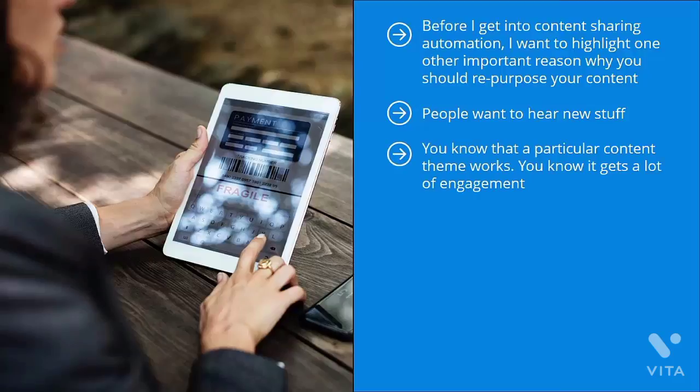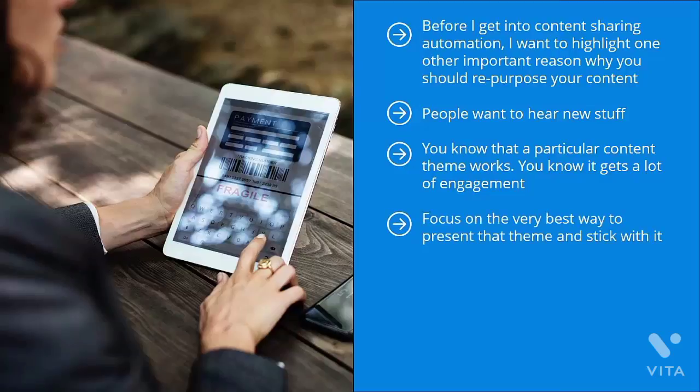You know that a particular content theme works. You know it gets a lot of engagement. You know that it draws a lot of clicks. It's perfectly natural for you to want to keep recycling that same theme. Don't do it. Focus on the very best way to present that theme and stick with it.